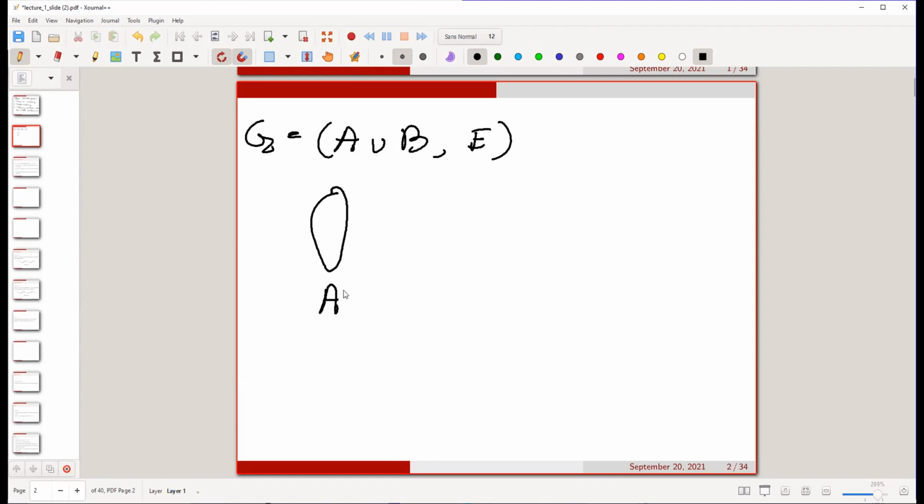So if this is A, there are some vertices here, and this is B. There are only edges between A and B. So it can look like this. Feel free to ask me questions if you have any.